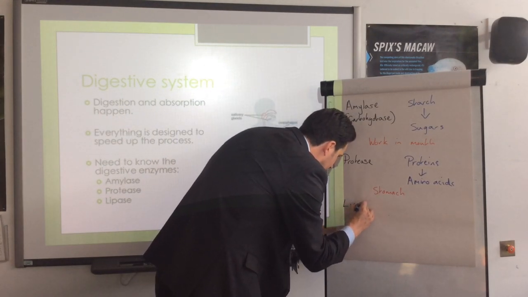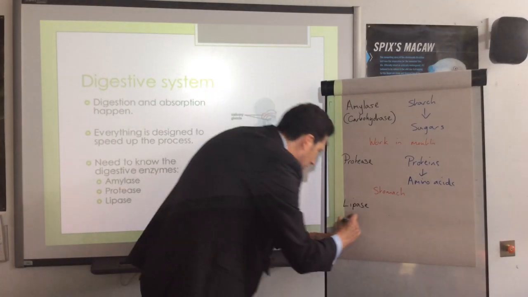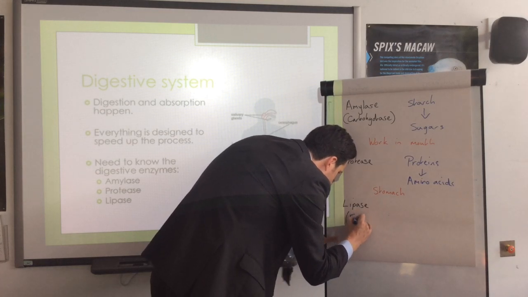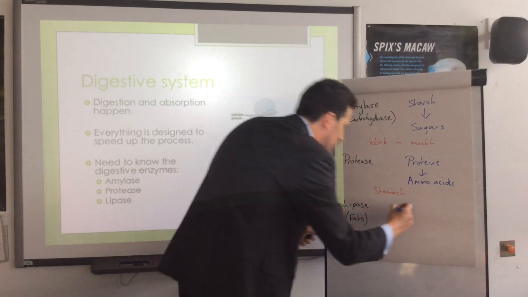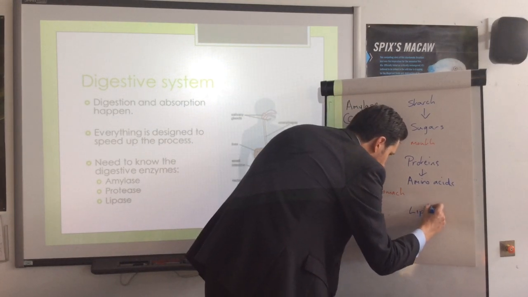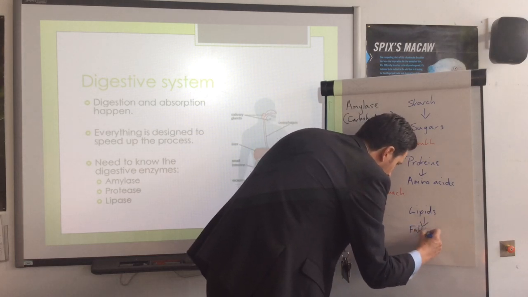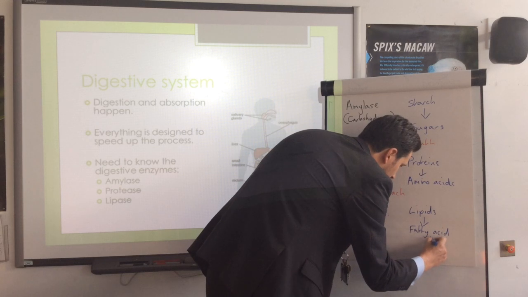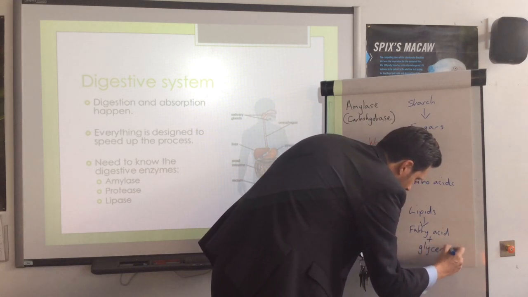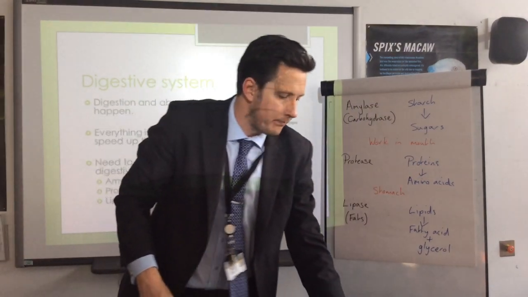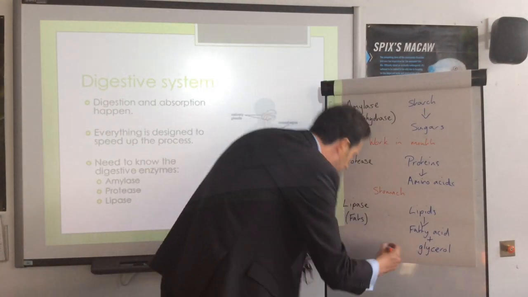And then you have lipase as well. Lipase breaks down lipids, and lipids are the scientific name for fats. So it actually breaks down fats, but we call them lipids. So lipids, fats, are broken down into fatty acids and glycerol. That's where that happens, and this happens generally in the small intestine.